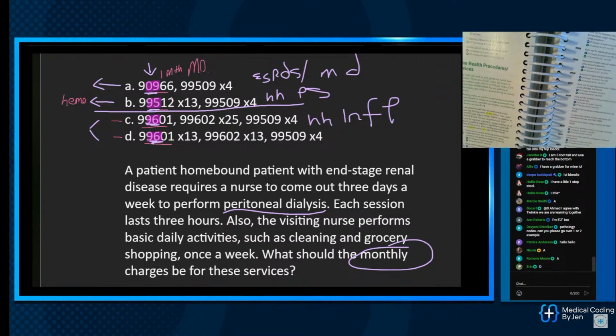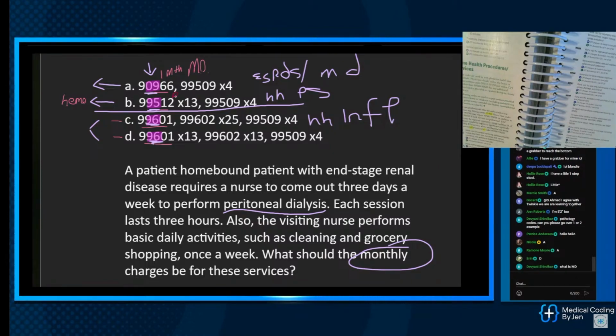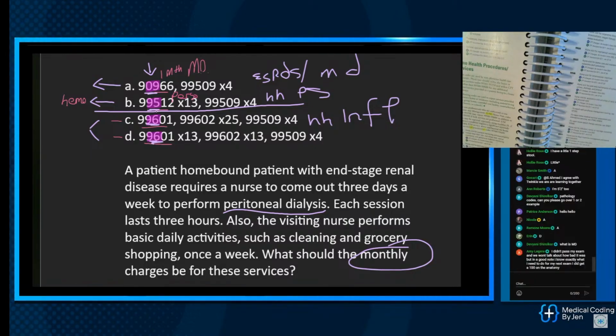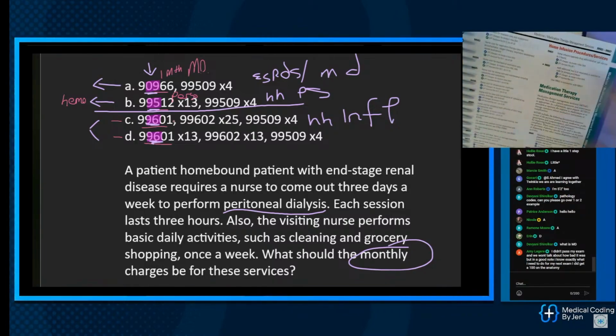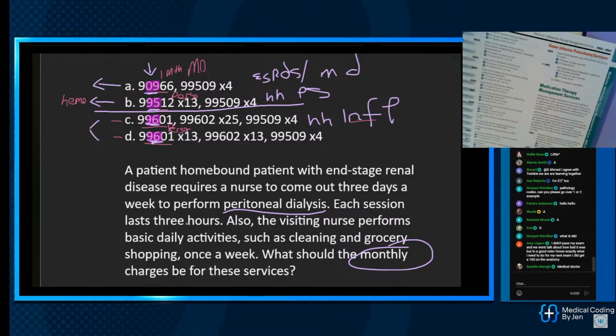So this could be for personnel, like home health personnel, so that's helpful to know. Then the 99601 for the home infusion is also for personnel, for home health people, not provider. And it is for infusion.